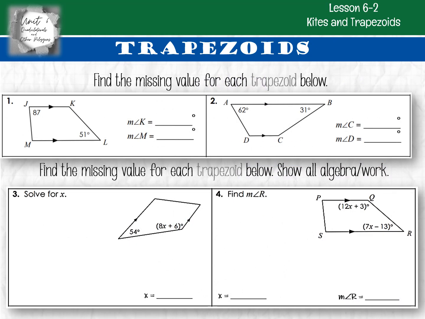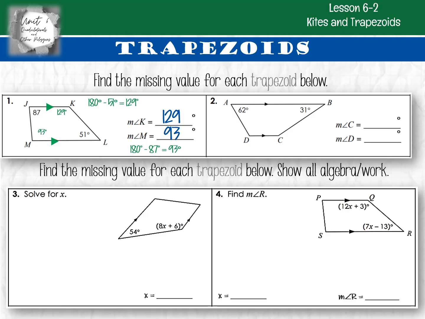Here we go. Find the missing value of each trapezoid below. So we know they're parallel, so consecutive interior angles are supplementary. If I take the 51 away from the 180, measure of angle K is 129 degrees. Do the same thing with the 87, and measure of angle M is 93 degrees.